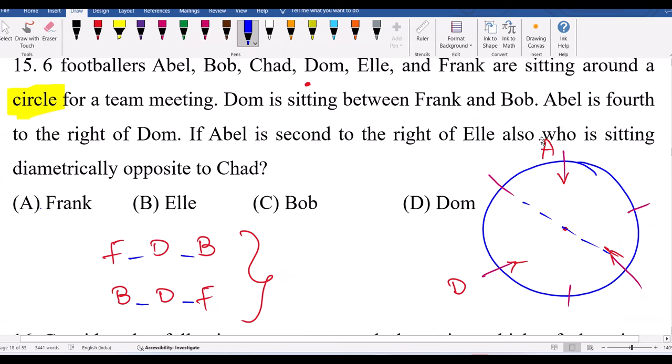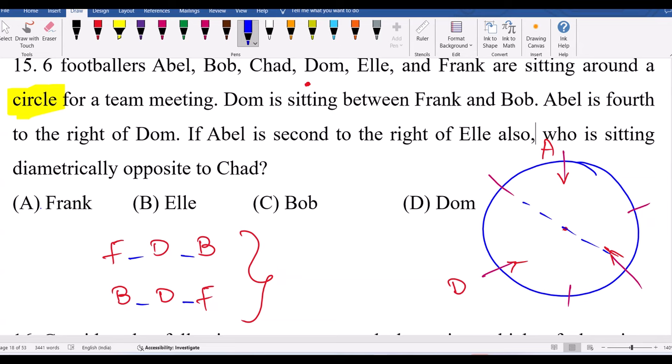If Abel is sitting to the second right of Ely, now the question is who is sitting diagonally opposed to Chad? This is not regarding Ely being opposed to Chad. That's actually, there should be a comma. If you continue, that's the problem. Abel is second to the right of Ely. So Ely here, Ely's second right is Abel.